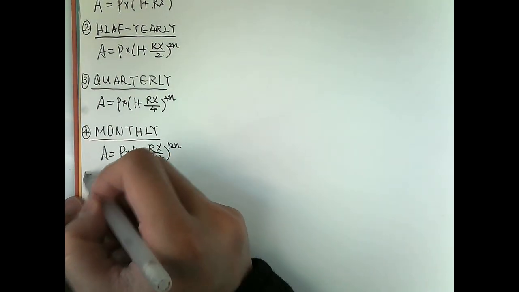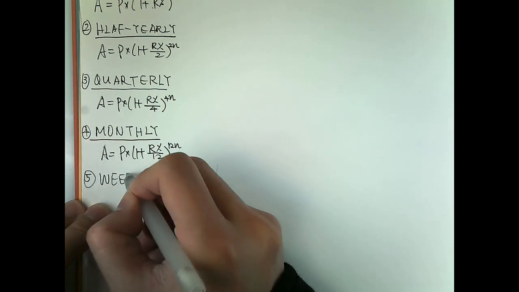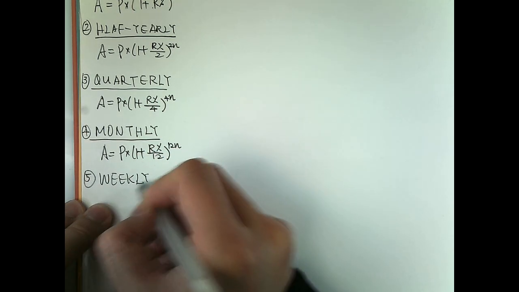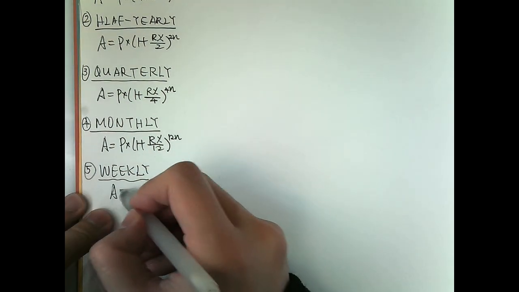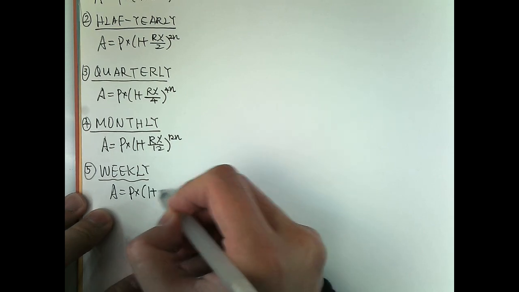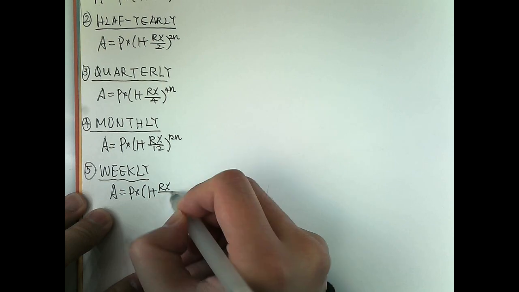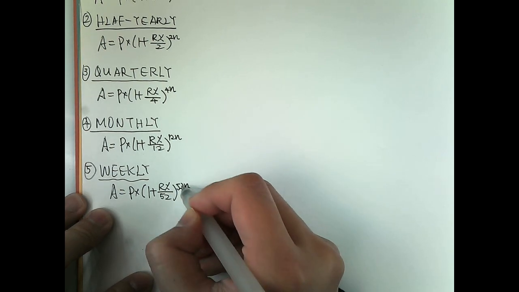And then next, 5, it could be weekly. We do not frequently see this. A equal to P times 1 plus R percent divided by 52, and 52n as the power.